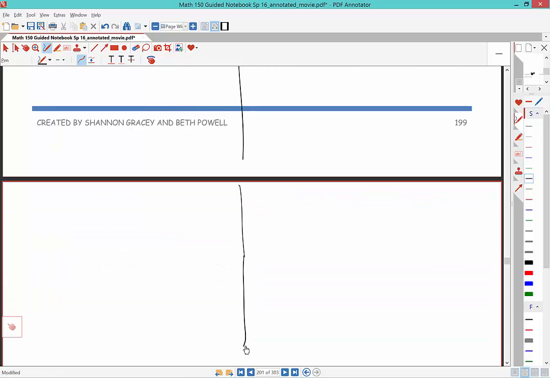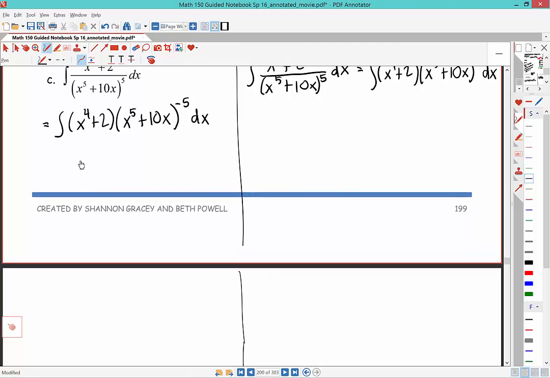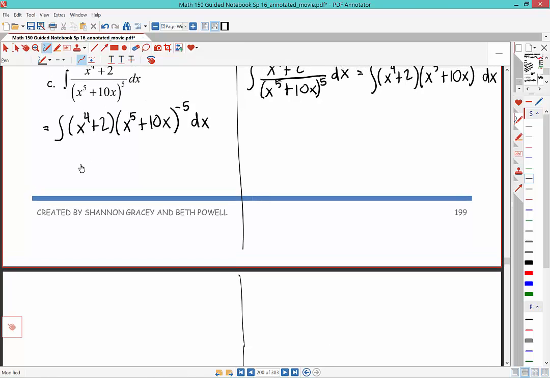So now, let's check it out. What do you think all your stuff should be? I'll leave a space. Let's do it down here. What's your g of x? Beautiful. Your g of x is x to the 5th plus 10 x's. And so g prime of x will be 5x to the 4th plus 10, right?